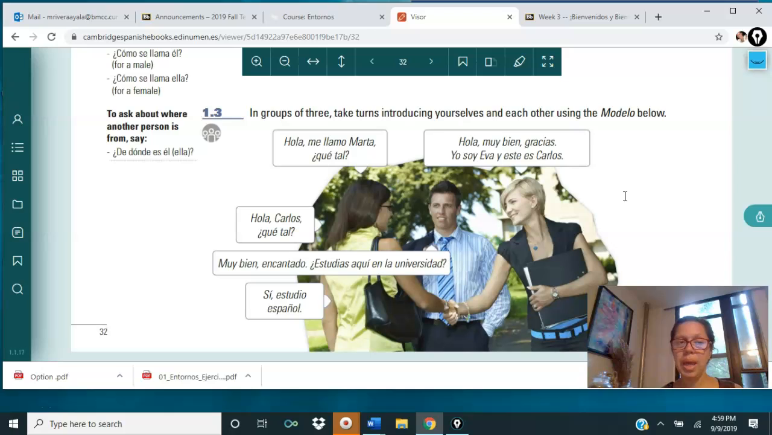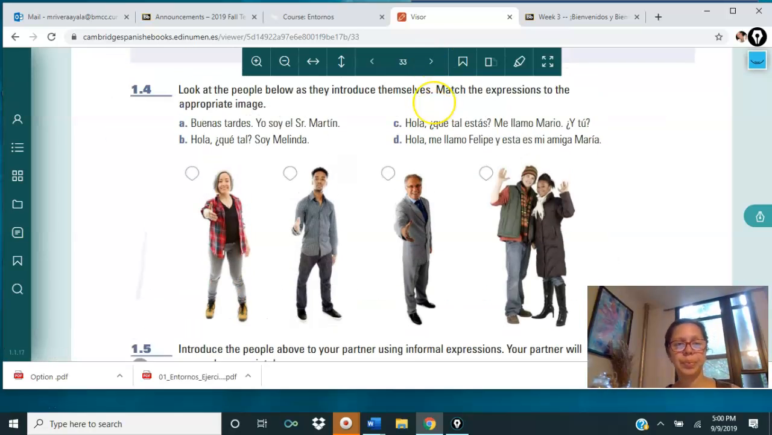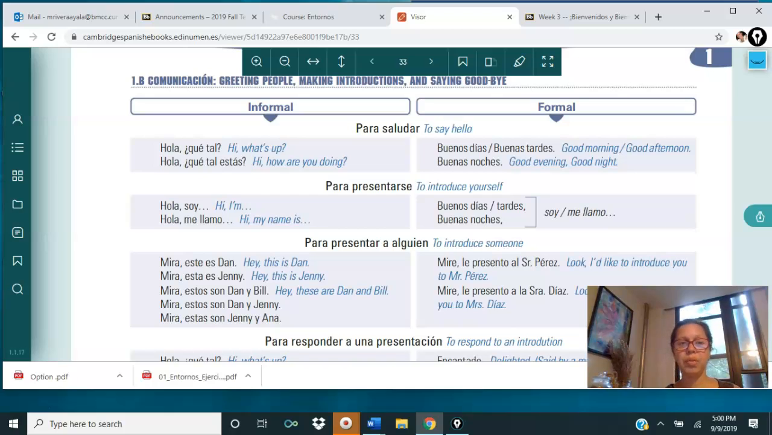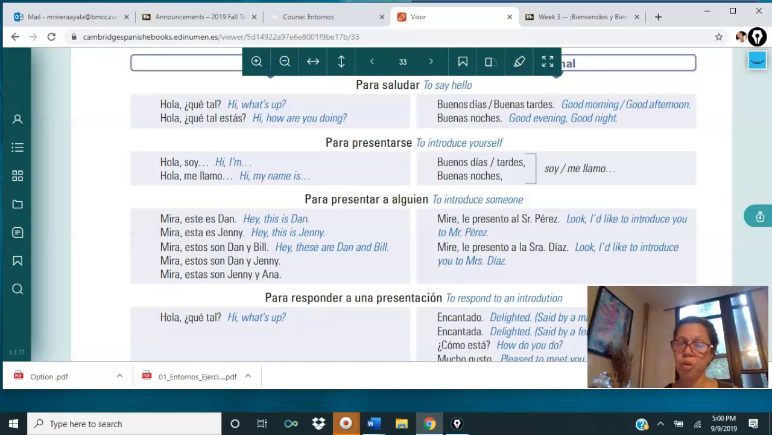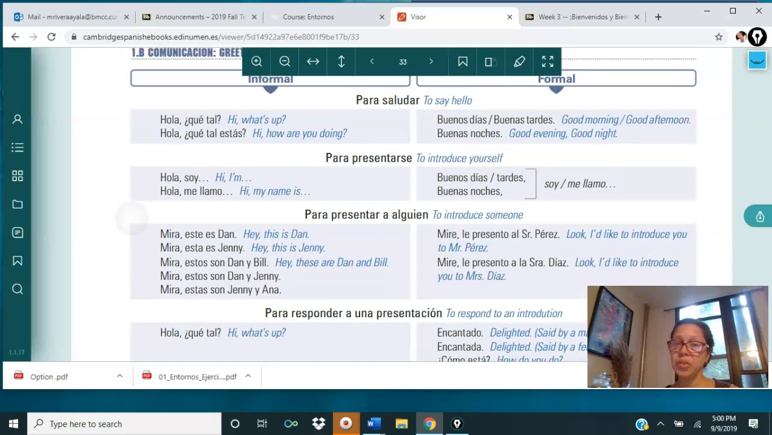Study that material, and of course you don't have the facility to practice with another partner, but we are going to recreate these via VoiceThread or through another application. Okay, so for this 1.3, just study the vocabulary here. Okay, and then in this part, comunicación, greeting people, making introductions, and saying goodbyes. It's very important that you learn the differences between informal approach and formal approach. Okay, and when to use informal and when to use formal. Again, pay attention to the differences between them.